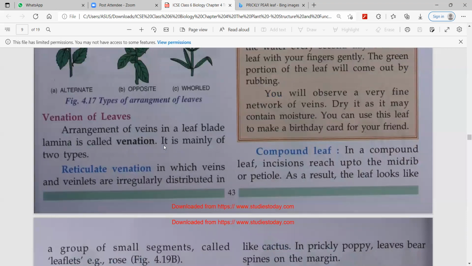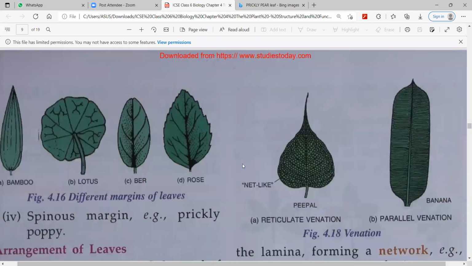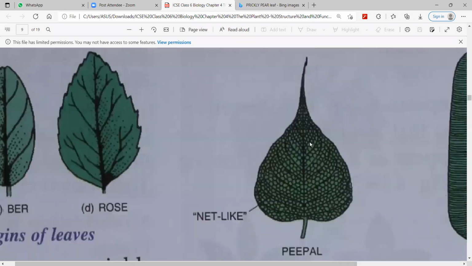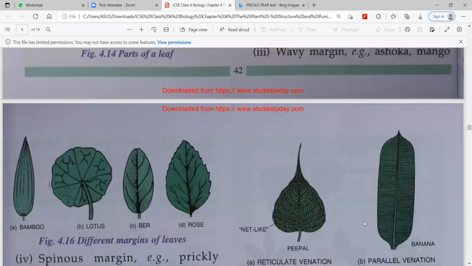In reticulate venation, the veins are distributed irregularly and form a network-like appearance. See here, a network of veins is seen, right? This type of venation in which the veins are arranged irregularly, forming a network or a net-like structure, is known as reticulate venation. For example, rose.